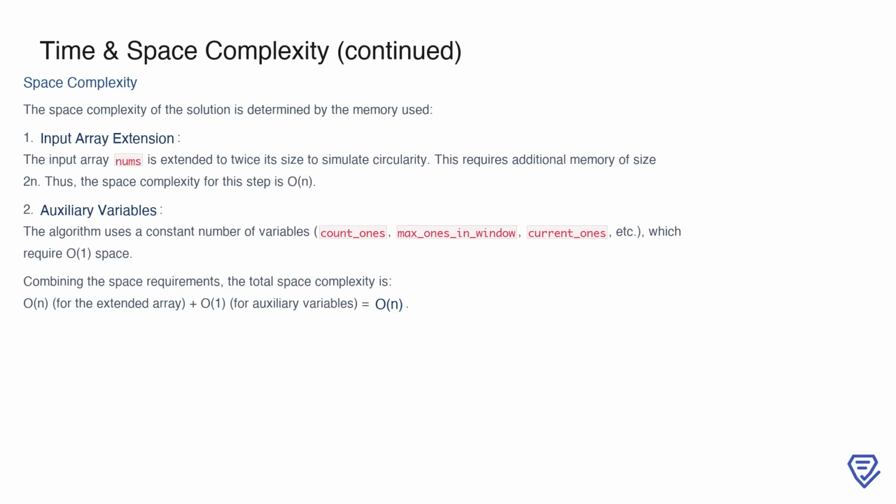Now, let's examine the space complexity. The largest contributor is the input array extension, where the original array is doubled in size to simulate circularity. This requires additional memory proportional to the size of the array, resulting in O(n) space. Beyond this, the algorithm uses a constant number of auxiliary variables to manage computations, such as count_1's and current_1's. These variables don't depend on the size of the input and therefore contribute O(1) to space complexity. When we combine these factors, the total space complexity becomes O(n) for the extended array plus O(1) for the auxiliary variables, which simplifies to O(n).